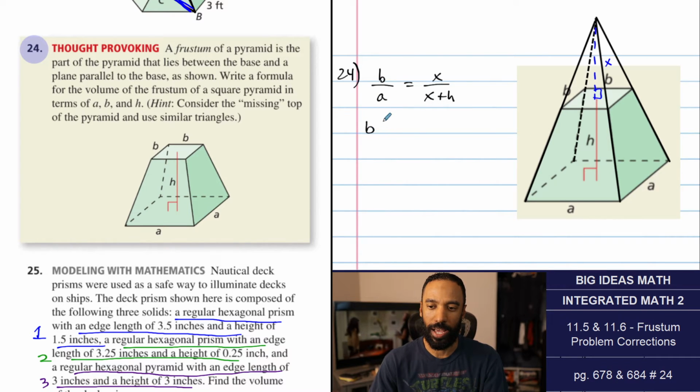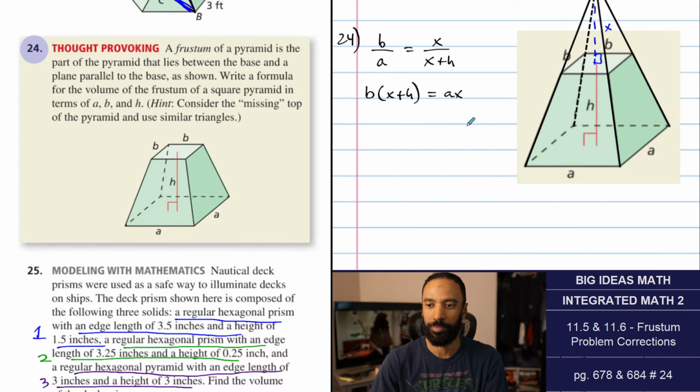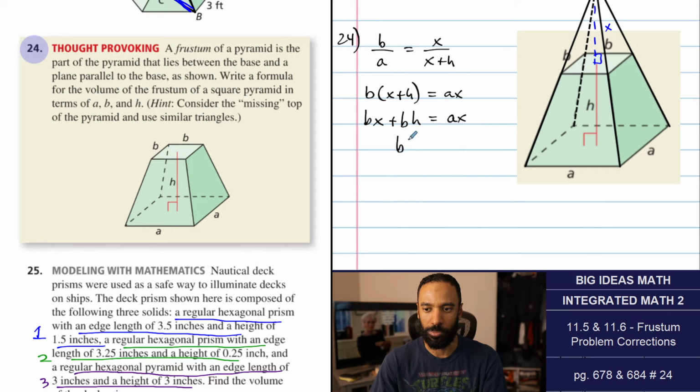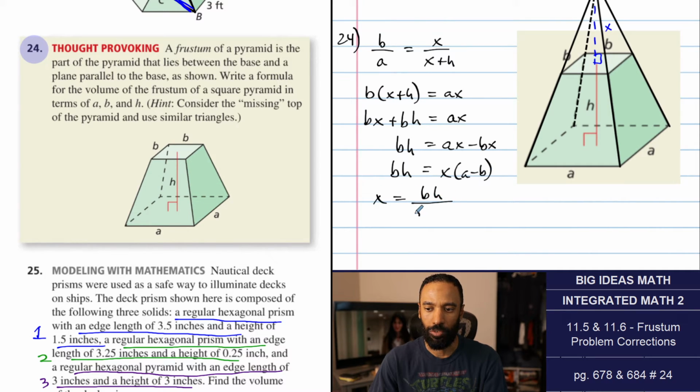So let's cross multiply. I get b times x plus h equals a times x, like so. And then bx plus bh, excuse me, equals a times x. Now I'd like to get x by itself, and I'd like to make sure it says a minus b ultimately, so I'm going to subtract bx from both sides. So it'll look like that. B times h equals ax minus bx, and x is a common factor to have a minus b. And I divide both sides by a minus b, and you'll get x equals b times h over a minus b.